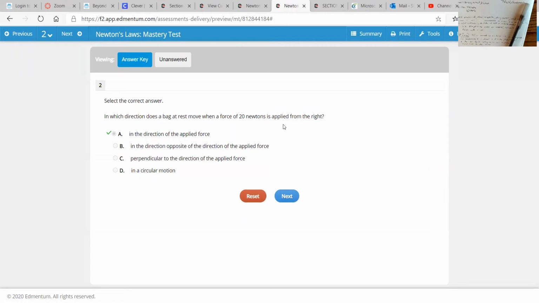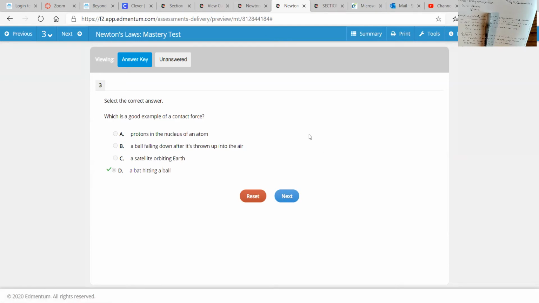In which direction does a bag at rest move when a force of 20 newtons is applied from the right? Well, it's going to move in the direction of the applied force. And that just intuitively makes sense, right? If you have a book on the table and you move the book, see, here's a pen at rest. I move the pen. I apply a force in this direction and it goes in that direction. That makes sense.